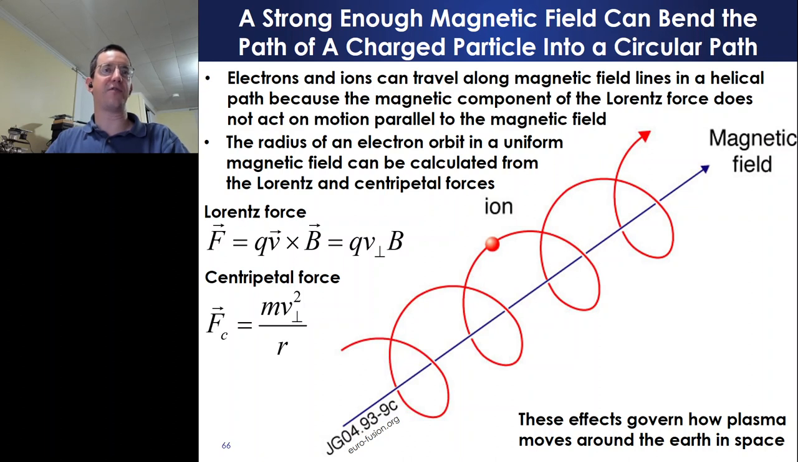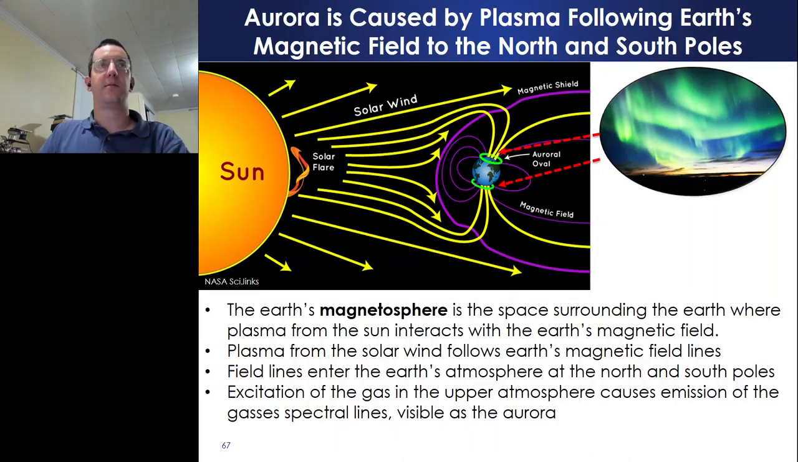These effects govern how plasma moves around the Earth in space and how plasma may be guided and trapped within the magnetic field of a fusion reactor. The aurora borealis, or northern lights, is caused by plasma following the Earth's magnetic field to the north and south poles, interacting with the upper atmosphere. The Earth's magnetosphere is a space surrounding Earth where plasma from the Sun interacts with the Earth's magnetic field.